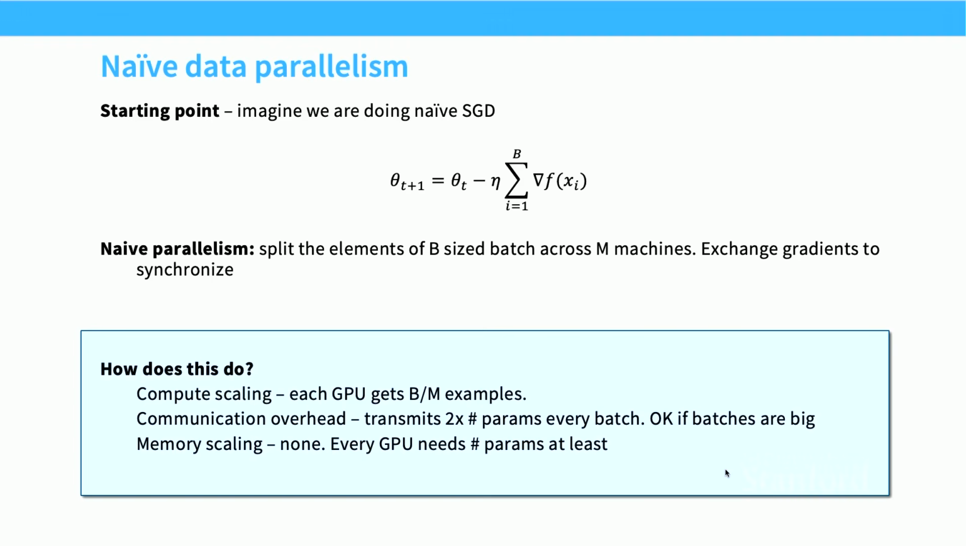Okay, and then for memory scaling, there's absolutely none. Every GPU has the same copies of the models. You need to have the same sized activations, so you don't save any memory at all in this scheme.